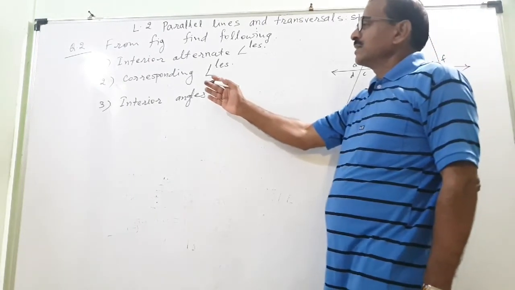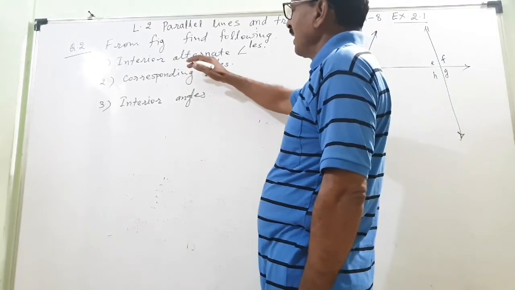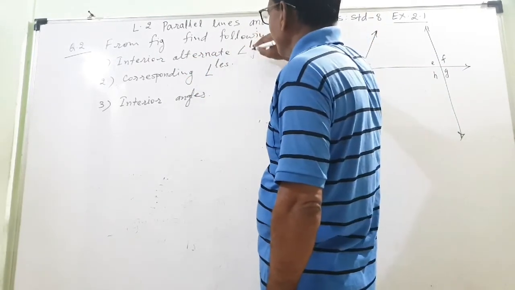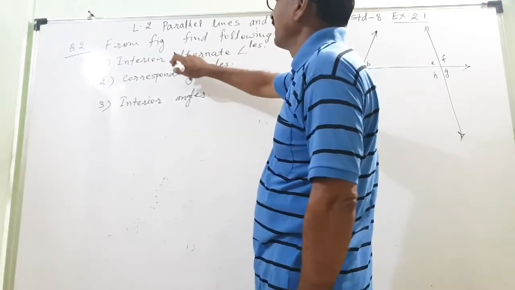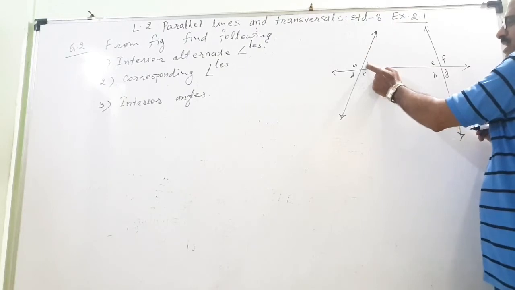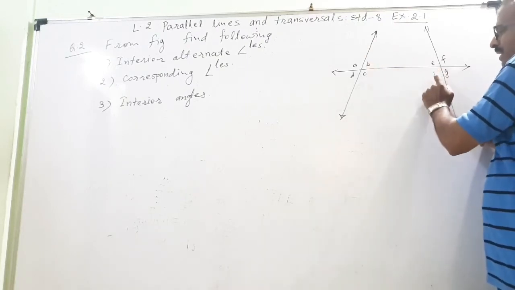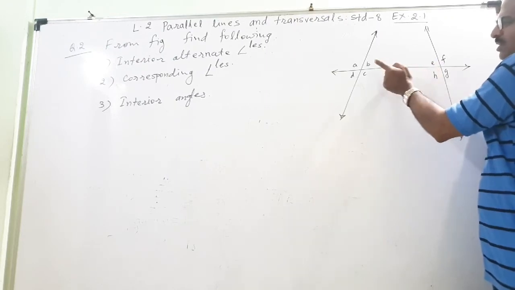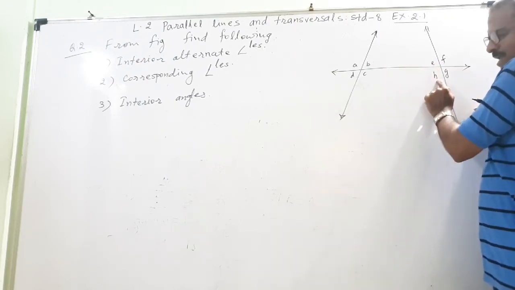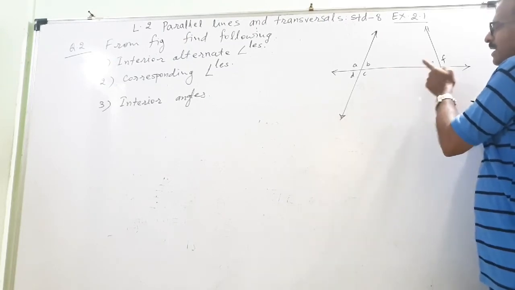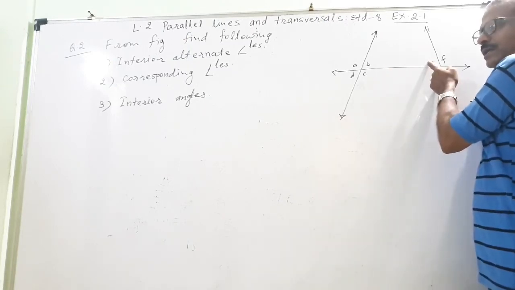Interior alternate angles. Now, this answer I will give you. This is interior, this is interior, this is interior, this is interior. One should be on that side, the other should be on this side. So, angle B and angle H are interior alternate angles. Angle C and angle E are interior alternate angles.